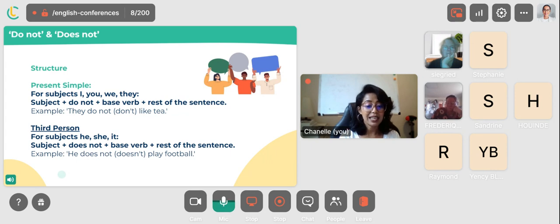For subjects he, she, or it, it's the third person, le troisième personne singulier. We have the subject plus does not plus the base verb and then the rest of the sentence. For example, he does not or doesn't play football.